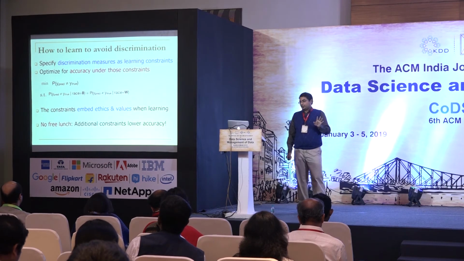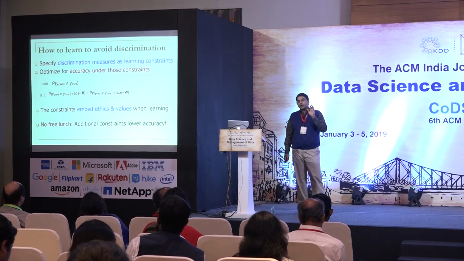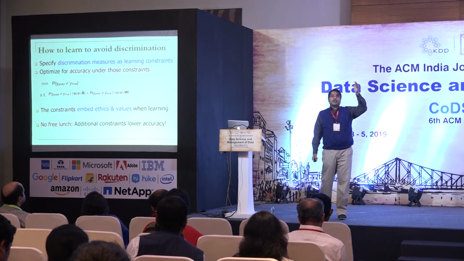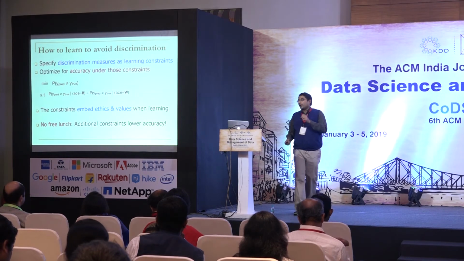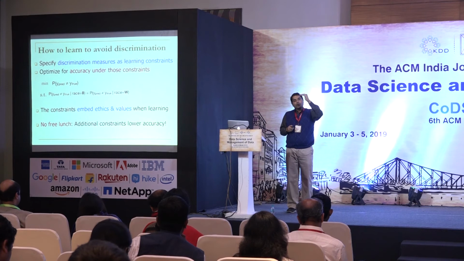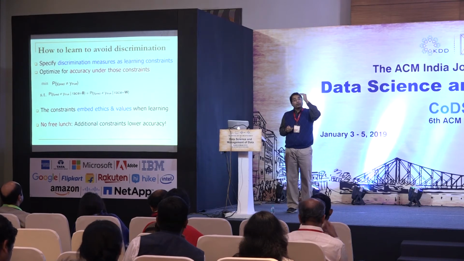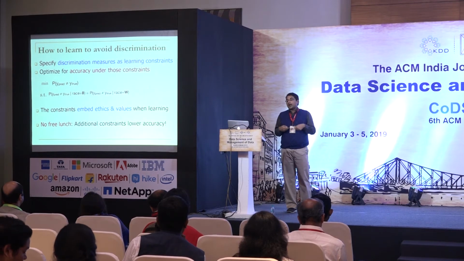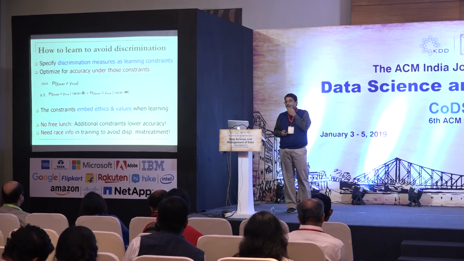Now, notice that there is no free lunch. Anytime you add an additional constraint, you're going to lower the performance with respect to your original objective. So whenever you add a group error rate equality constraint, you're going to lower the accuracy. So there is a trade-off between accuracy or performance and ethics.